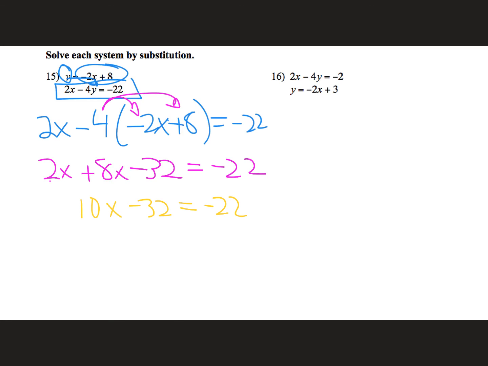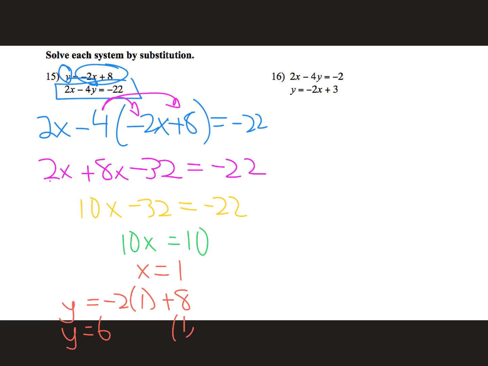Add the 32 to both sides. 10x equals 10, and divide by 10, and you get x equals 1. You can always plug it back in and check, but you do have to plug it back in and find the y value. So let's plug it back into the top. Y equals negative 2 times 1, oops, not negative 1, just 1, plus 8. Negative 2 times 1 is negative 2, plus 8 is 6, so y is 6. So your point is 1, 6. If you plug that back in here, 2 times 1 is 2. 4 times 6 is 24. 2 minus 24 is negative 22, so we did it correctly.